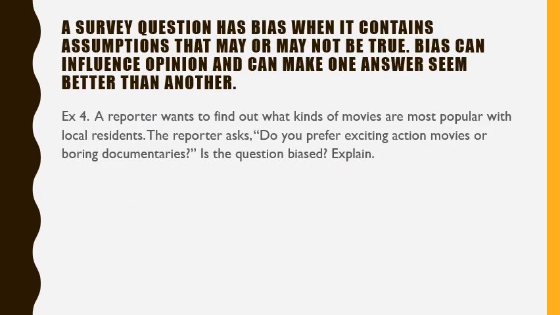All right. So a survey question has bias, so that's a definition right there, when it contains assumptions that may or may not be true. Bias can influence opinions and can make one answer seem better than another. So example number 4 says a reporter wants to find out what kind of movies are most popular with the local residents. The reporter asked, "Do you prefer exciting action movies or boring documentaries? Is the question biased? Explain."